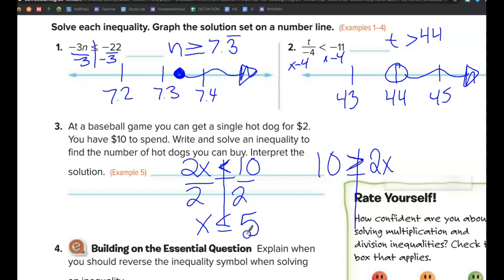5. So what does that mean, Brian? What does x represent? The number of hot dogs. So if I was interpreting it, I would say, how many hot dogs can I buy? 5 or less hot dogs. Questions on those 3?